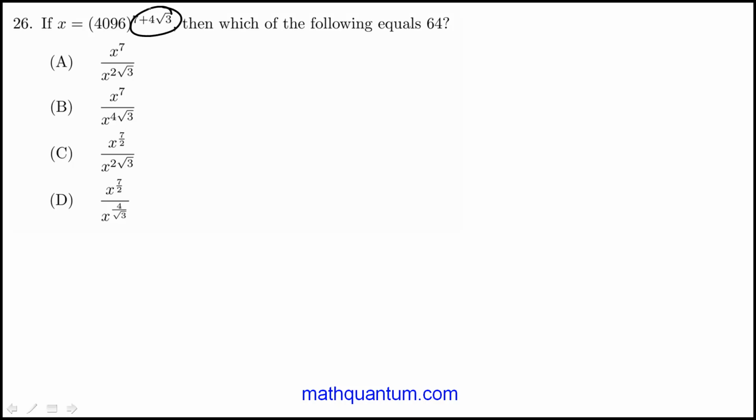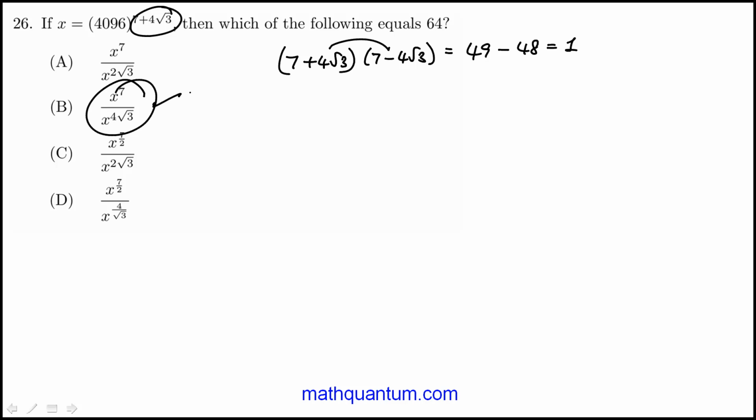So the first observation I made was that when you see this exponent, I knew that if I were to multiply it by its conjugate, first of all, this will be a difference of squares, which would be an integer. But in this particular case, it would become exactly 1. And that happens often.